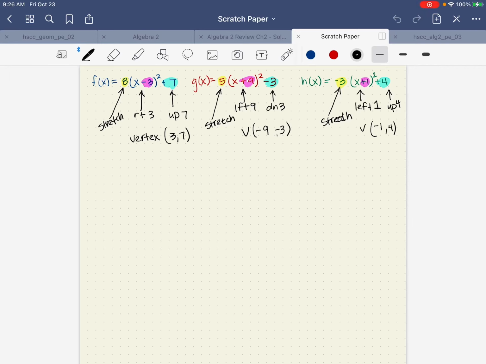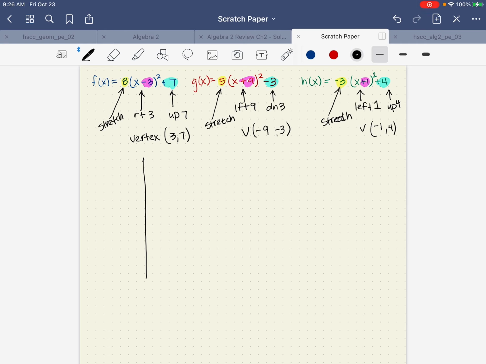All right. So then after you have your vertex, after you understand your shifting, the next step is to incorporate the stretch. Okay. So the way we're going to do this is we're going to start by graphing. So we're going to graph each of these functions, f of x, g of x, and h of x separately. So when we start, we're going to start off with f of x.